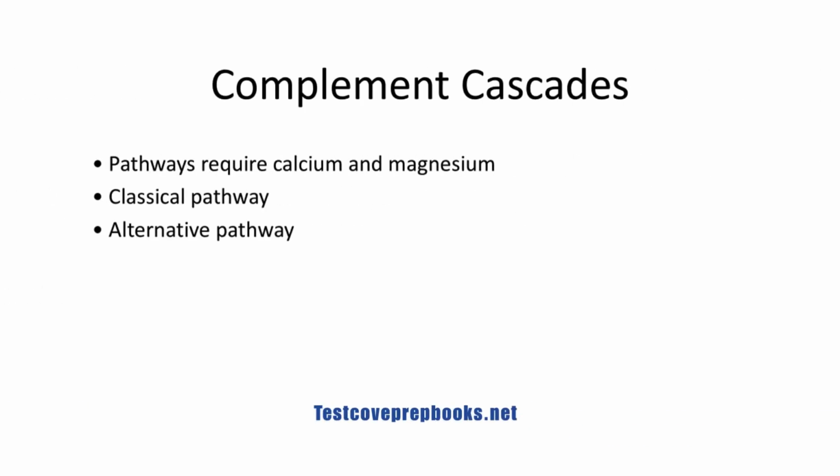The complement system works through cascades or pathways, and both calcium and magnesium are required for these pathways to function. There are 2 main pathways to know: the classical pathway and the alternative pathway.